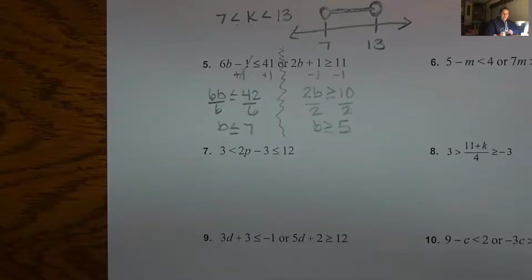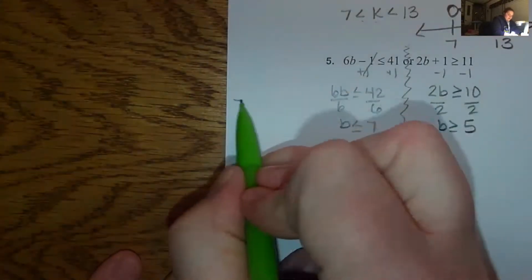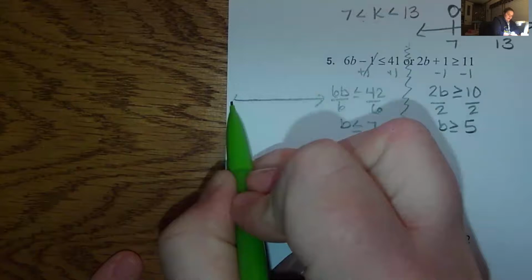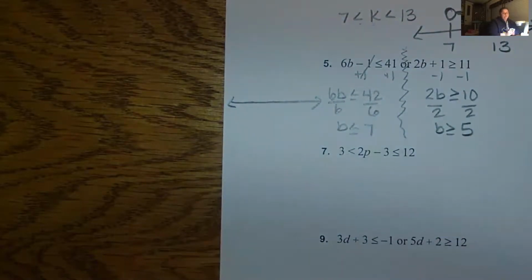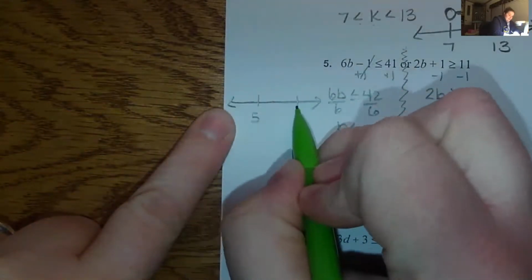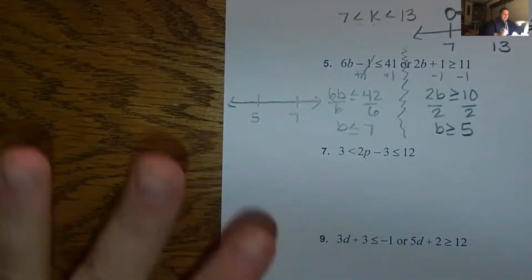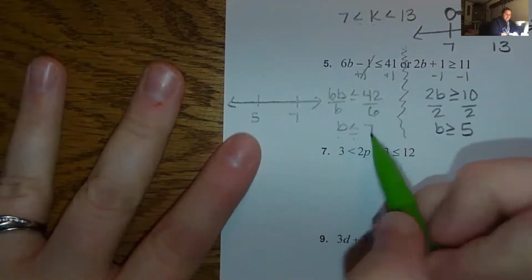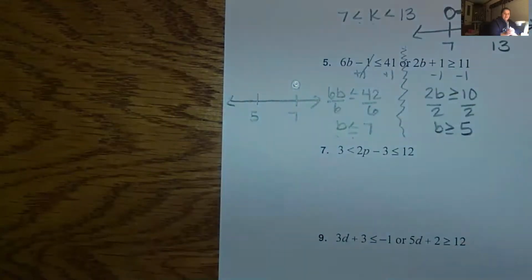Now when I'm graphing, they have to be on the same graph. I'm going to put it over here. Okay, look at your two numbers. I have a 5 and a 7. So make sure that you put them in order from least to greatest, from left to right, okay? So my 5 is going to come first, then my 7. Okay, now I'm going to break it down. B is less than or equal to 7. So open or closed? It's closed because it has that equal to on it.